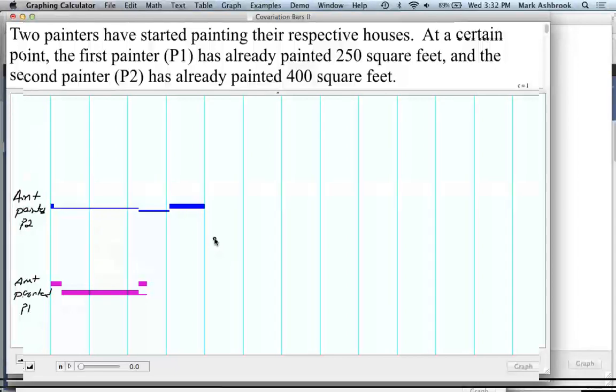Okay. So we can't know for sure if it will turn out to be proportional. Because at this moment in time, we know that painter 2 has painted 400 and painter 1 has painted 250. But if you gave us another one that said painter 1 has now reached 500, but painter 2 is only at 600, then it's no longer proportional. You can't declare things are proportional with only one moment in time or one set of relations.